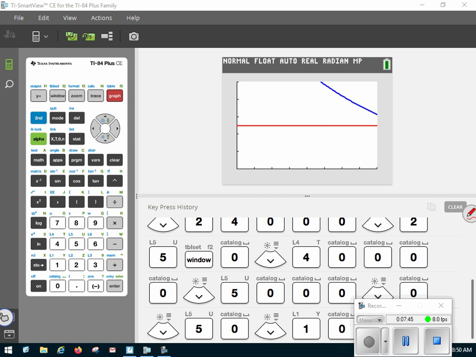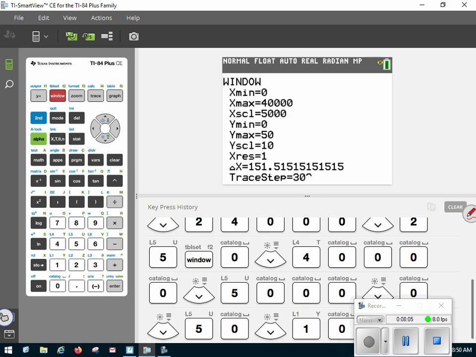What do you see? Do you see an intersection? No, but do you see where one ought to be? So how are we going to make the calculator go farther out here? Make your x max bigger. That's right. So go back to your window.